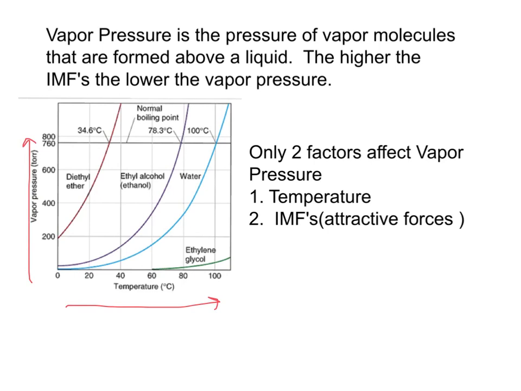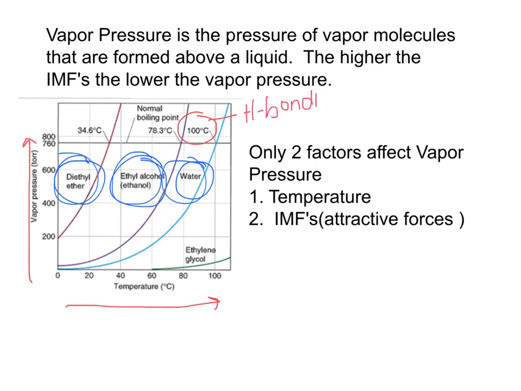The other factor that can affect vapor pressure are the intermolecular forces, the attractive forces between the molecules. Taking a look at this diagram, you can see that there are three substances: diethyl ether, ethyl alcohol, and water. If we look at the boiling point of each of the three liquids, you will see that water has the highest boiling point at 100 degrees Celsius. And that's because it has the strongest forces. Remember, there is hydrogen bonding between those molecules.